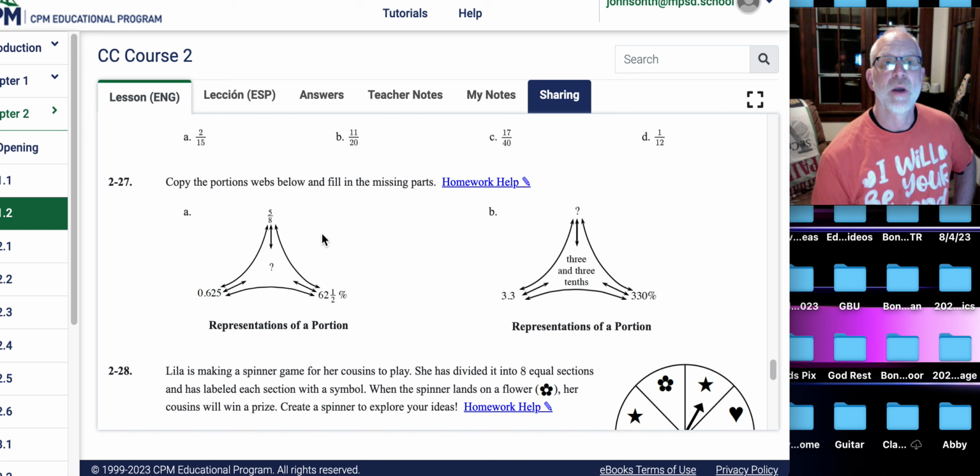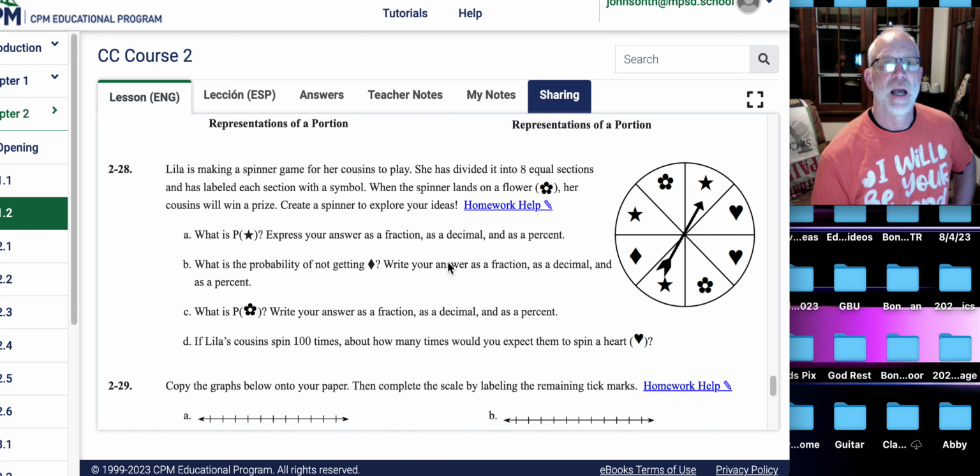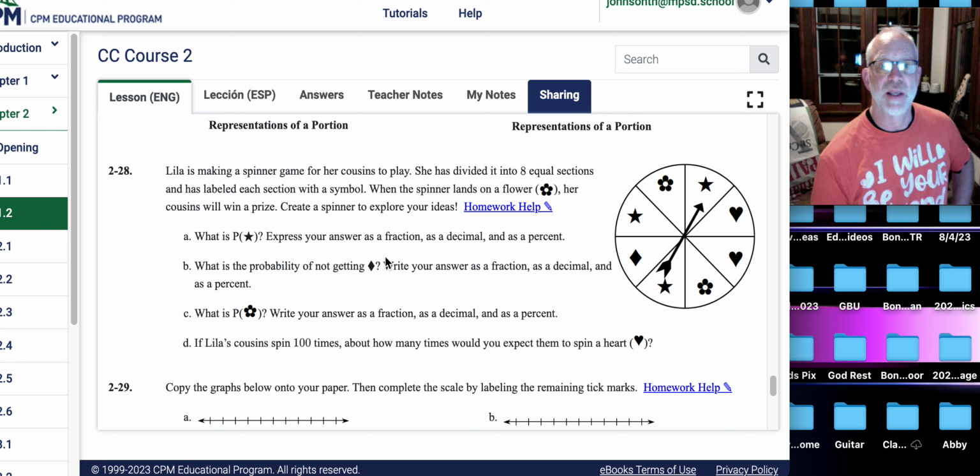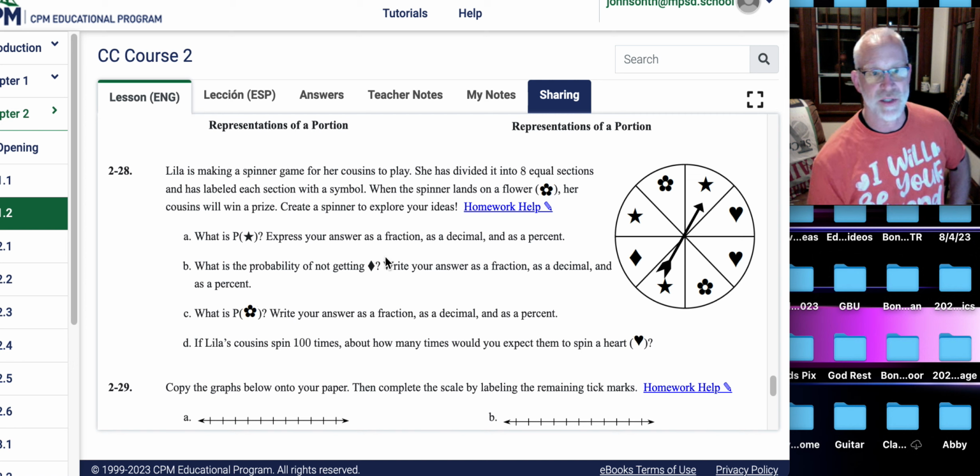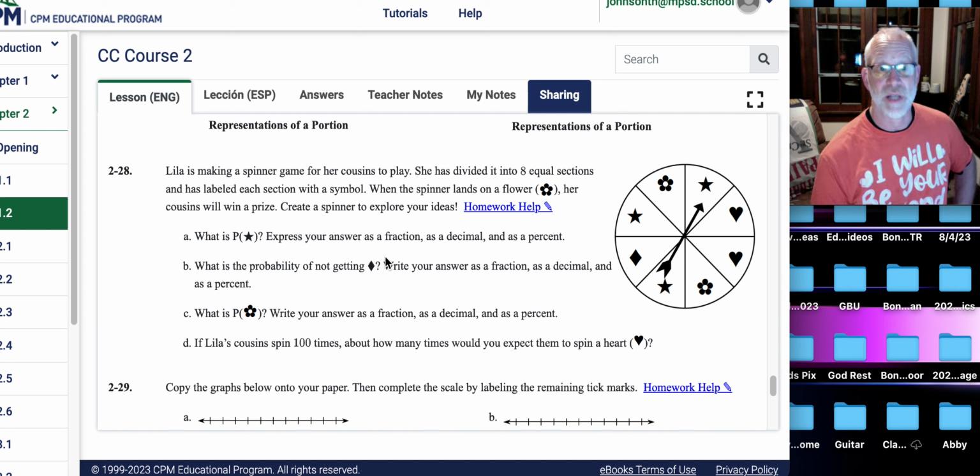227, A and B, were copy the portion webs below and fill in the missing parts. In 228, Lila is making a spinner for her cousins to play. She's divided it into 8 equal sections and has labeled each section with a symbol. When the spinner lands on a flower, her cousin will win a prize. Create a spinner to explore your ideas. So we're looking at this spinner. What is the probability of getting a star? So answer that as a fraction, a decimal, and a percent.